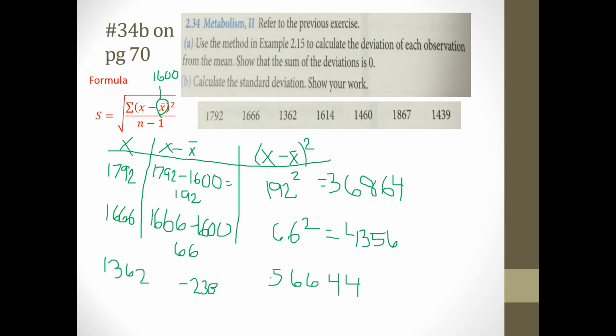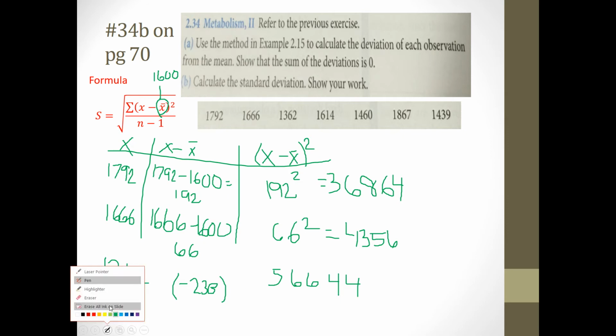If you had a negative sign right here, remember that when you square a negative number, it should be positive, okay? The calculator, if you type in negative 238 squared, will tell you that the answer is negative. The calculator is wrong. A negative times a negative is a positive. If you want to make the calculator give you the right answer, put that in parentheses before you square it.